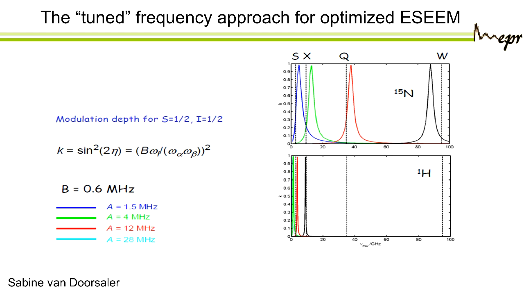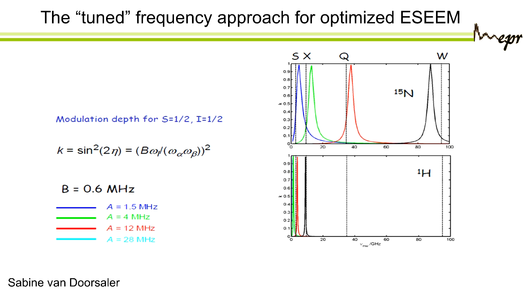So here is what I wanted to show you. For different hyperfine couplings, you can have different windows, and you can tune it to optimize the effect. So here what we have is spin half, it's S equal half and I equal half.